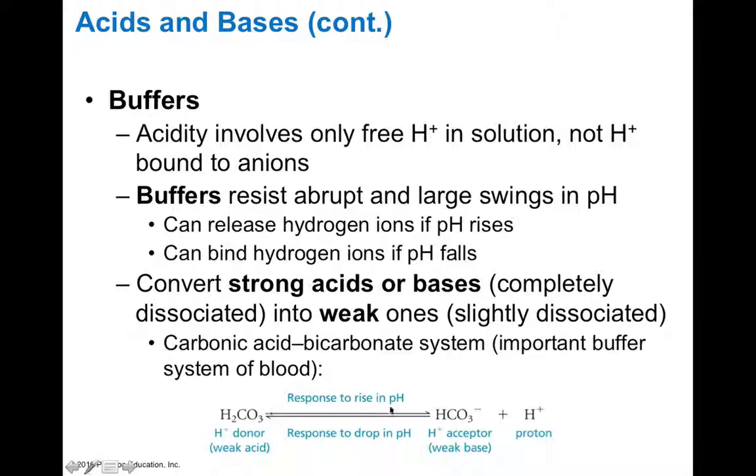Or if we have a rise in pH, this carbonic acid system can dissociate into bicarbonate and hydrogen ion to actually make our solution slightly more acidic, and therefore you can prevent it from getting too alkaline. So this is an example of a buffer because it actually helps to stabilize changes in pH of your body. This is actually a pretty classic buffer, and it's associated with your respiratory system.